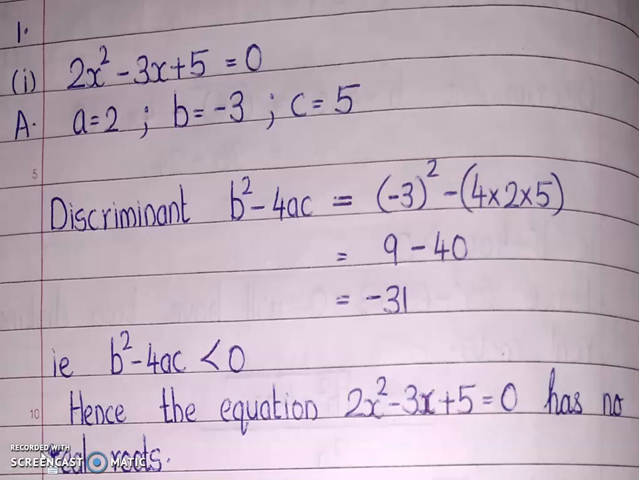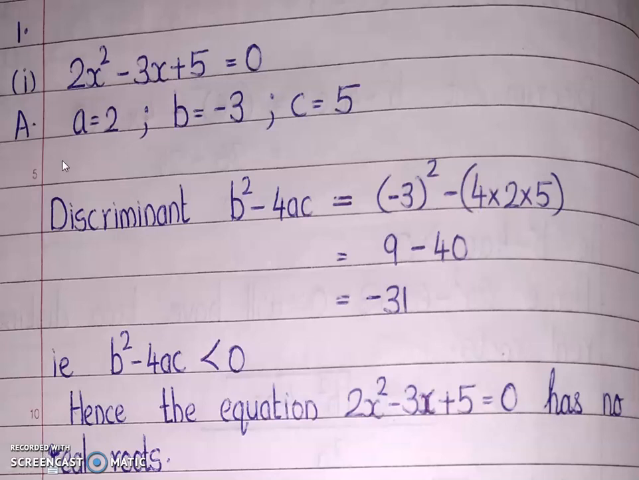Students, now get ready with your textbook, page number 91, exercise 4.4. Here, the first question is, find the nature of the roots of the following quadratic equations. If the real roots exist, find them. The first question is 2x square minus 3x plus 5 equal to 0.